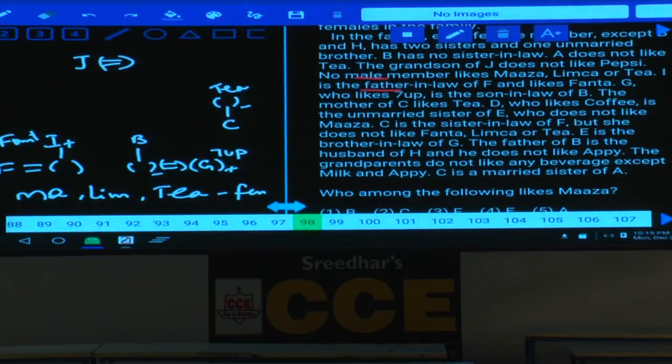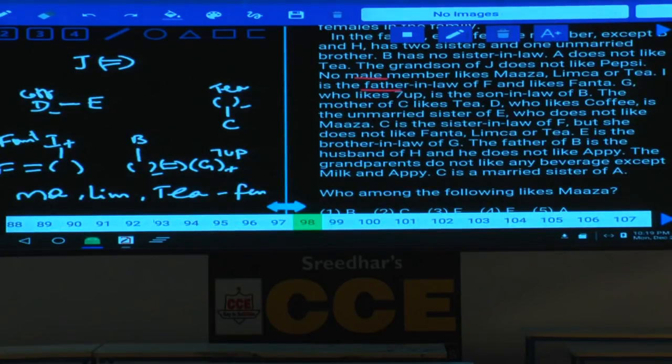D, who likes coffee, is the unmarried sister of E. Now this D, who likes coffee, is the unmarried sister of whom? D, who likes coffee, is the unmarried sister of E, isn't it? Now these three persons must be together. Tell me, who are those three persons?